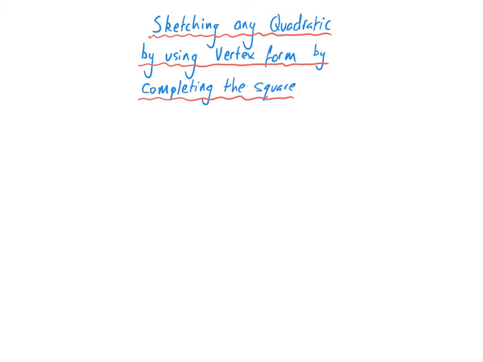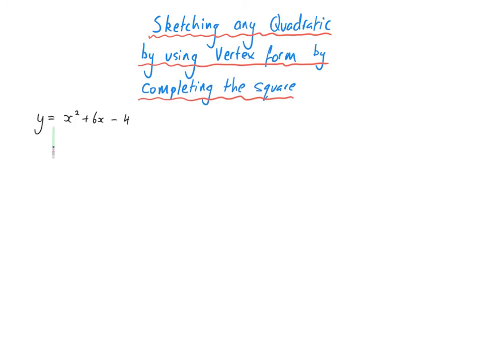Now back on topic, we just saw that any quadratic can be written in vertex form. We can write a quadratic in vertex form by completing the square. So now we're going to repeat that process that you've seen in your extended mathematics class, and then look at how we sketch from that form. So let's have a look at this example.